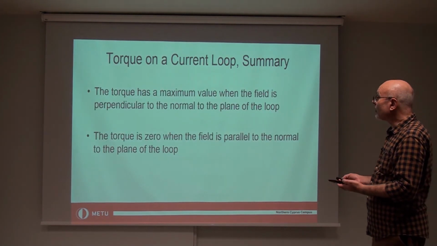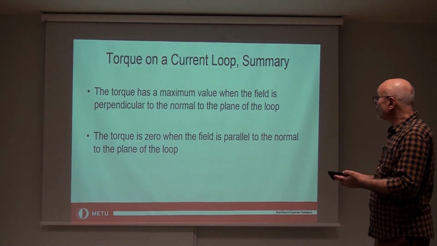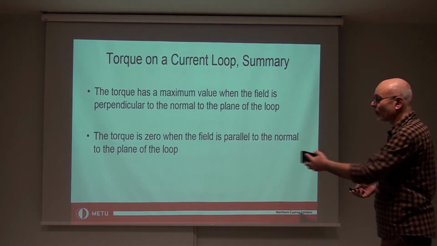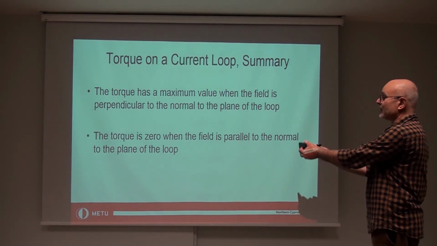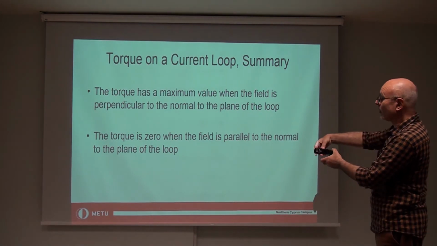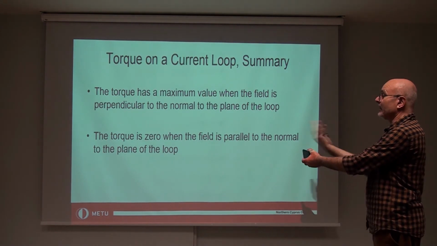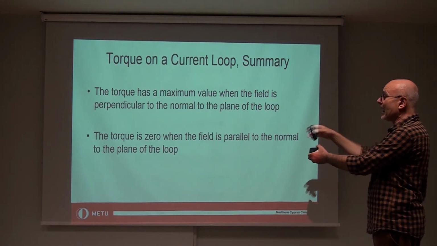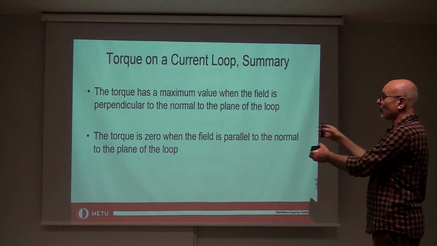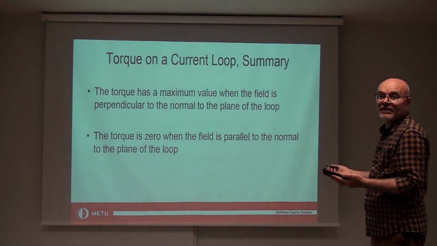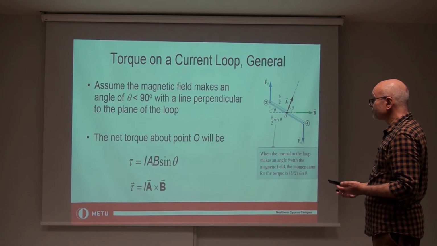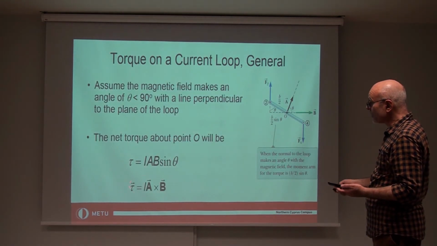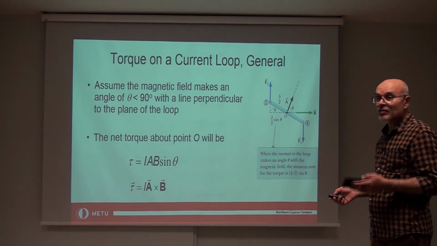Now, the torque vector will be 0 when the field is parallel to the normal. In other words, if this is the plane, if it was inclined this way, this is the area vector, or it may be here. The field line is coming in this direction, so the angle between the area vector and the field is either 0 or pi over 2. And in this case the cross product will be 0. So it will not feel a torque.